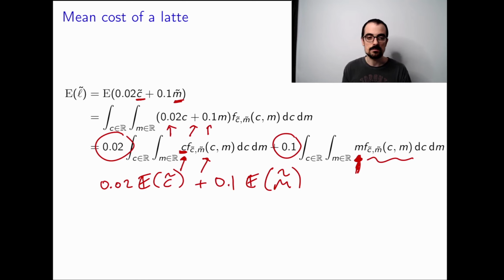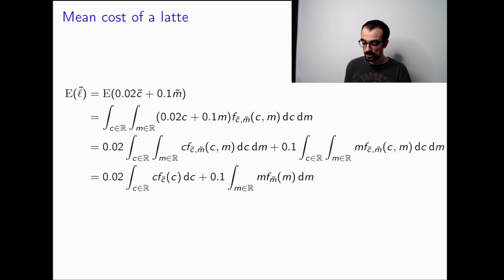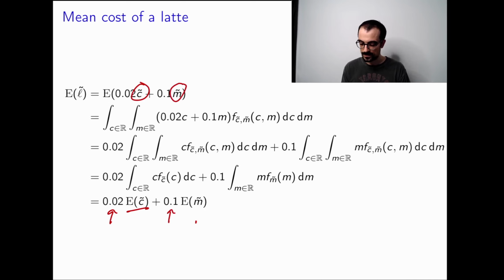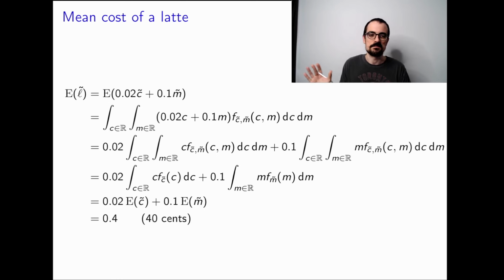It would be exactly the same thing if we were taking the expected value of the sum of discrete random variables, because the sum is also linear. Here it turns out also, by the way, that since this only depends on C and this only depends on M, we can integrate over the other variable to compute the marginal, but that's not super important. The important thing is that we end up with this constant times expected value of one of the terms plus this constant times expected value of this other term. And the result is 40 cents. That's the mean cost of a latte.